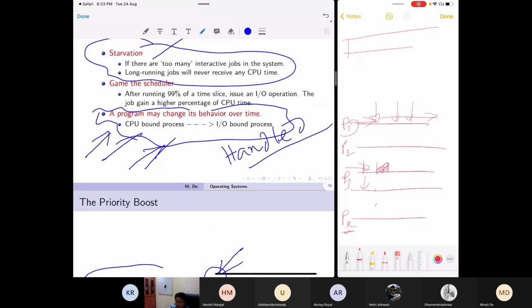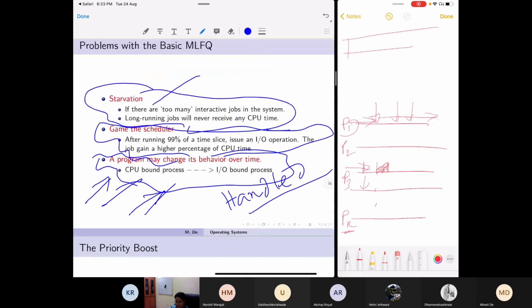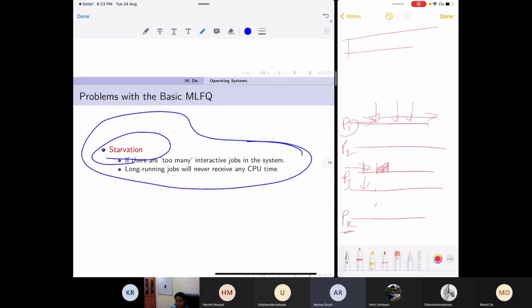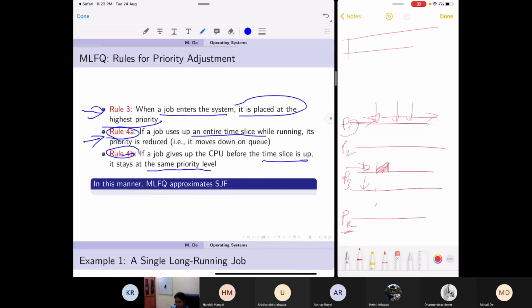Good. Now the only bad situation left is gaming the scheduler, where you are fooling the scheduler, which we could not stop by introducing this new rule. Can you think about some new rule, or maybe modify existing rules, to stop this? First, let us see how many rules we have so far.